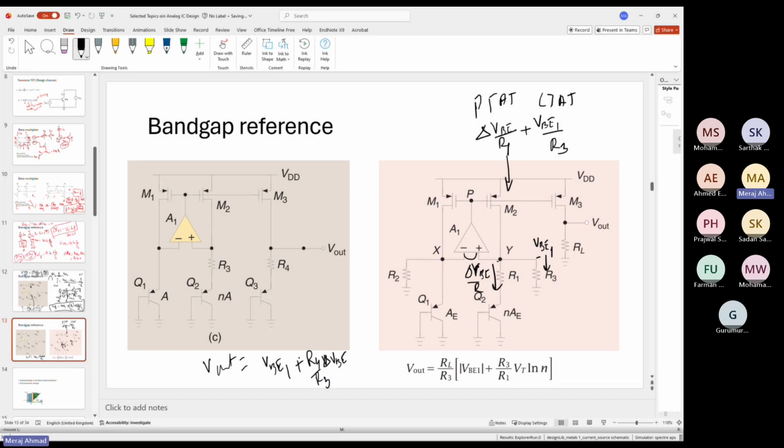So you can only set either the voltage or compensate for your temperature coefficient. But here you get both knobs. R3 and R1 help you compensate the temperature, and RL and R3 will help you achieve whatever voltage you want. So this segregates. This architecture is better, but for initial simulation, I started with the other one.